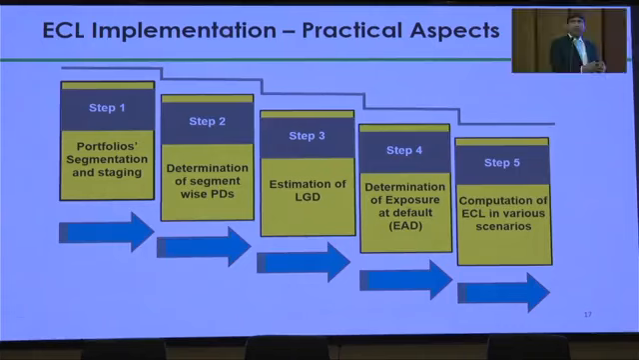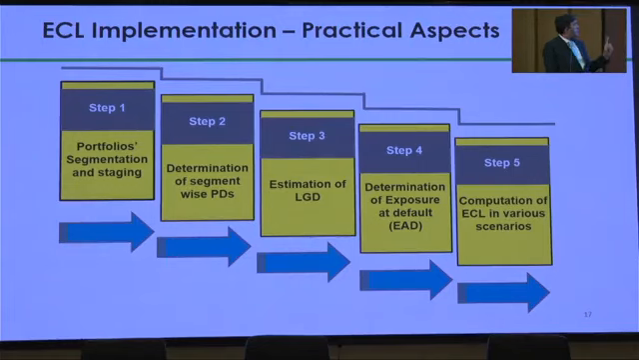What I have done is divide the approach of computing ECL into different steps. Step one is portfolio segmentation and staging. Portfolio segmentation means you cannot compute expected credit loss on the entire portfolio, so you need to narrow it down to a level that best represents its risk characteristics. This is the first requirement, and the standard also talks about segmentation. Then you have staging. The standard requires you to divide your portfolio into different stages, so we'll talk about staging as well.